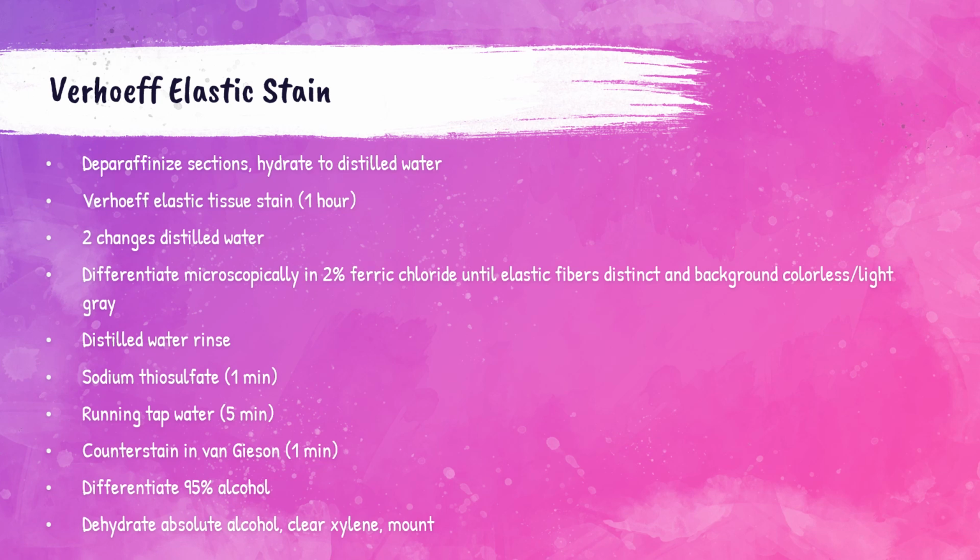Then rinse in distilled water and put in sodium thiosulfate for 1 minute, then wash in running tap water for a 5-minute period. After this 5-minute period, the sections then need to be counterstained in Van Gieson for 1 minute, then differentiated in 95% alcohol. The tissue should then be dehydrated in absolute alcohol, cleared with xylene, then mounted with synthetic resin.